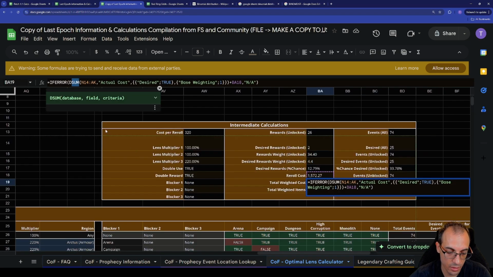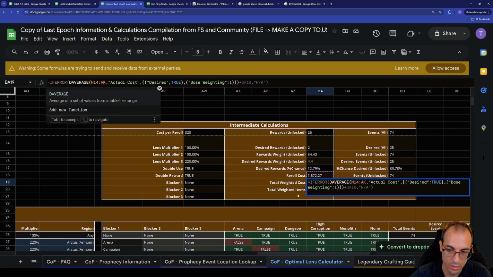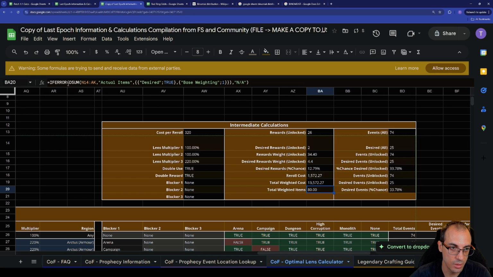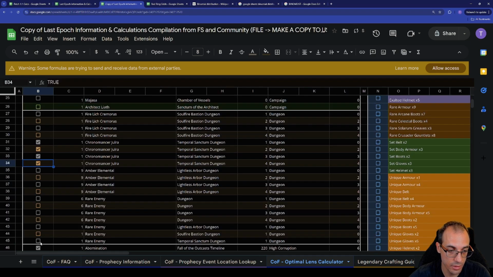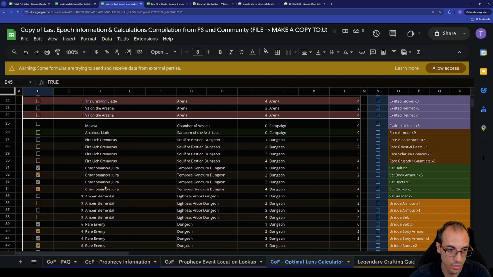There's one minor thing that we need to change in the formula here. It's not quite accurate with the sum here. It has to be the average. We should also add Jora and Rare Enemies in Dungeon, as well as Temporal Sanctum. Basically anything on Temporal Sanctum.